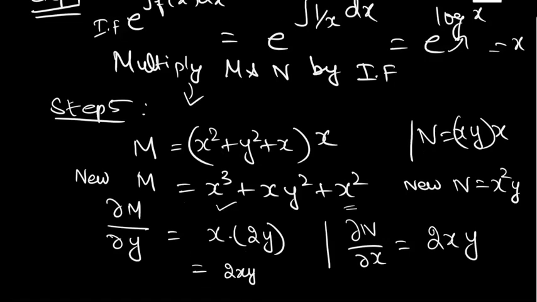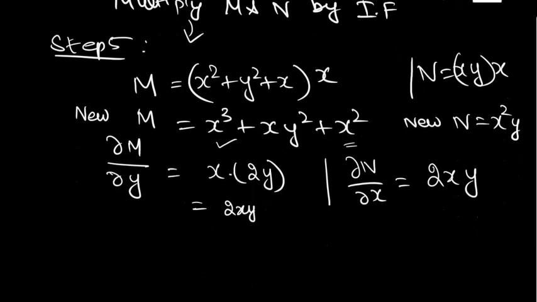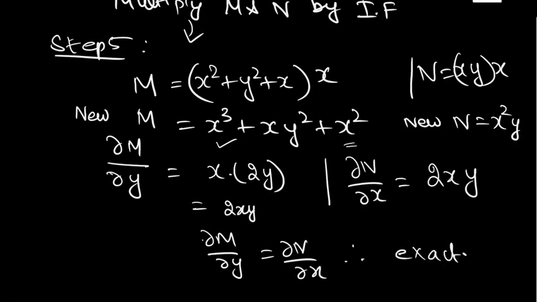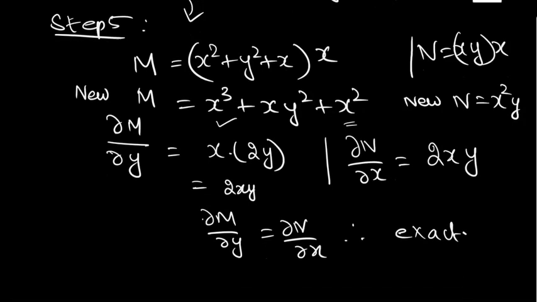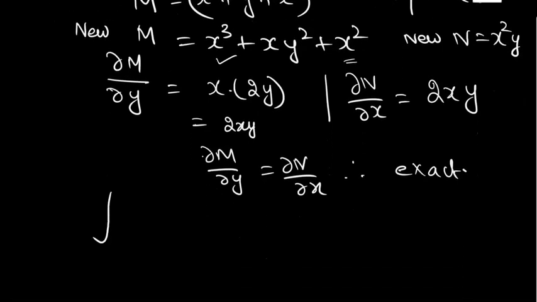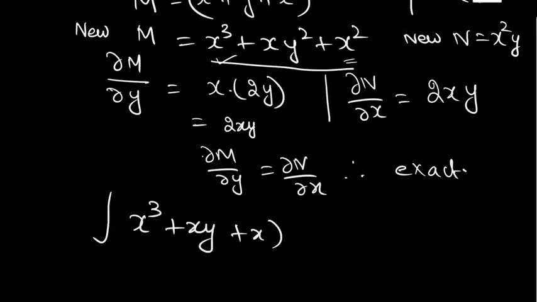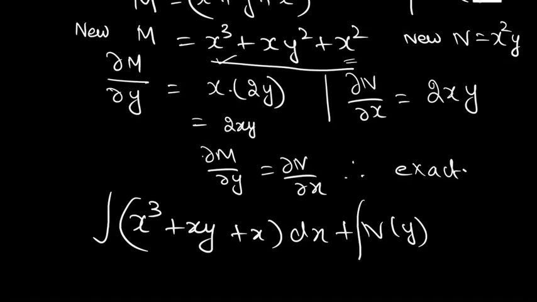Now, as mentioned in the previous problem, we are just going to write down the solution because it came, therefore del m by del y is equal to del n by del x. Therefore it is exact. Just refer to the formula. Directly I'll substitute in the formula. Integral m dx. What is your new m? This is your new m. Don't write the old m. x cube plus xy square plus x square dx plus integral n of y dy. What is your n of y? In this new n also there is no pure function of y, so in this problem also it's good for us. It is 0 dy is equal to c.